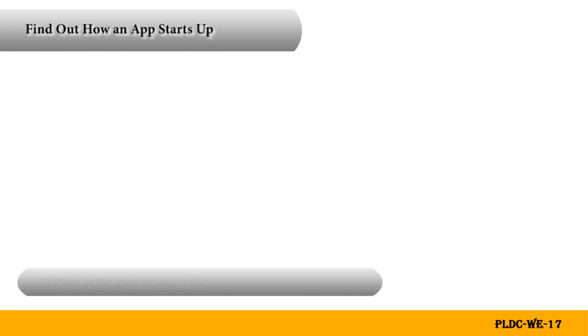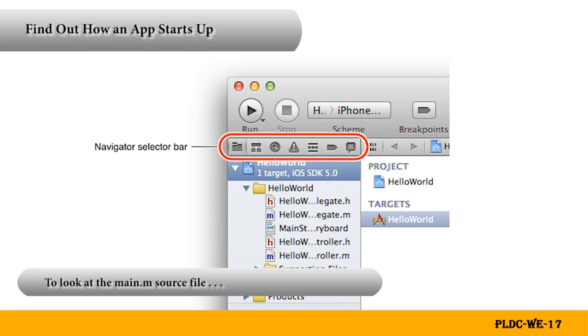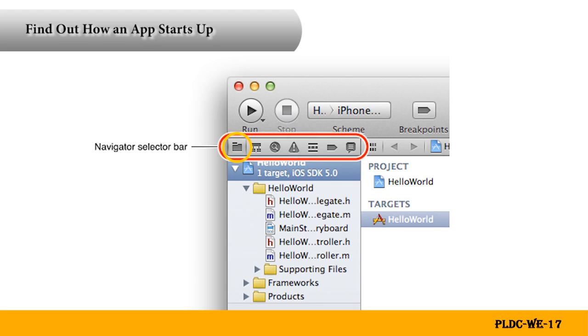Make sure the Project Navigator is open in the Navigator area. The Project Navigator displays all the files in your project. If the Project Navigator is not open, click the leftmost button in the Navigator selector bar. Open the Supporting Files folder in the Project Navigator by clicking the disclosure triangle next to it.